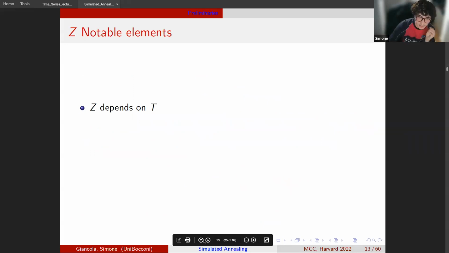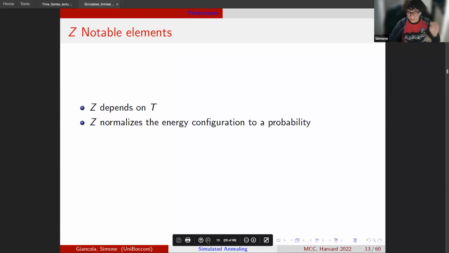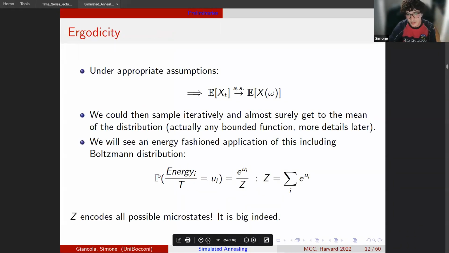Z is the element that normalizes the energy configuration, meaning that if we have a feature given to a single realization, we can use Z to set this probability to a number between 0 and 1 because it is the sum of all the possible outcomes, all the possible energy outcomes.